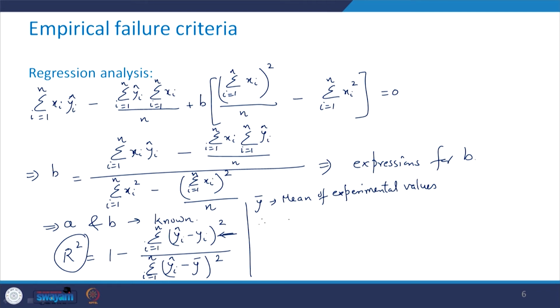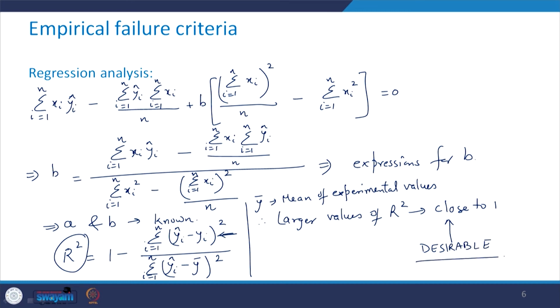Therefore, we can say that larger values of R square, what does that mean? That it will be close to 1. This is what is desirable, because ultimately we want this numerator to be minimum, and accordingly we have defined this R square.